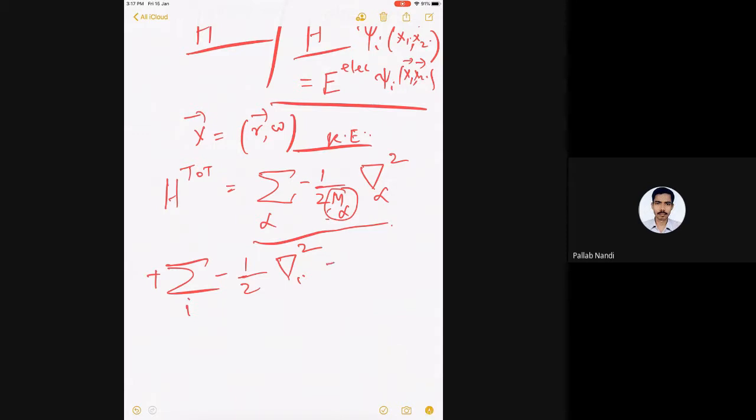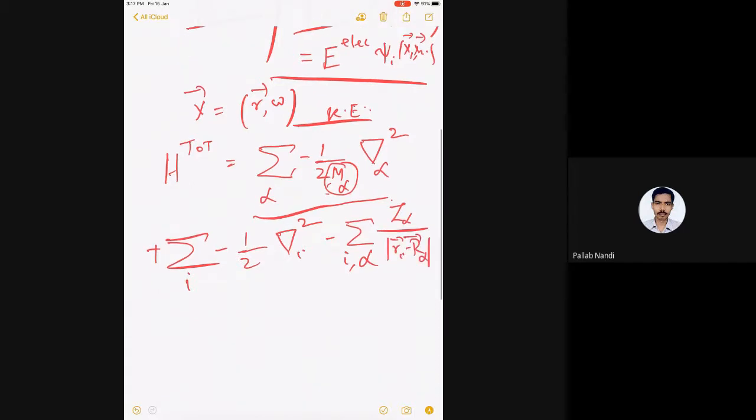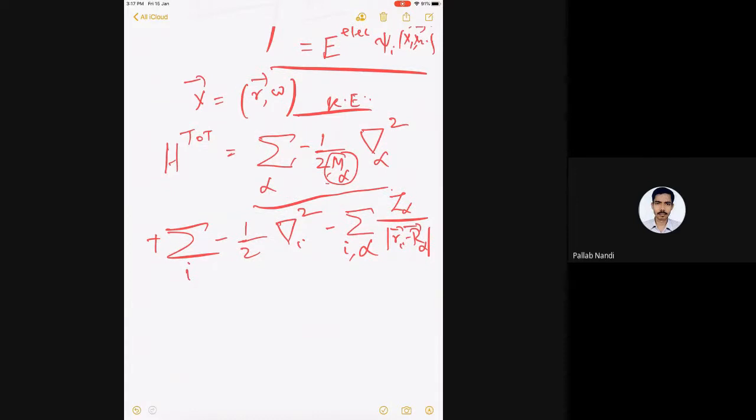Then you have the electron nuclei interaction. So sum over I, sum over alpha. Alpha is again the nuclei. So you have Z alpha divided by Ri minus R alpha. So that's the electron nuclear attraction. Again, rest of the quantities are all 1.